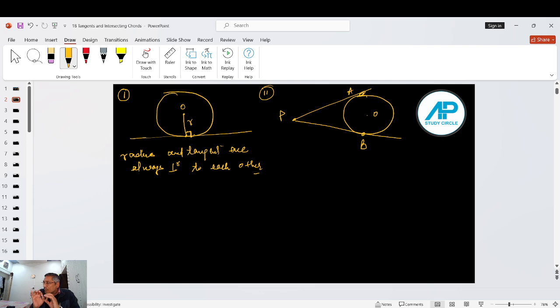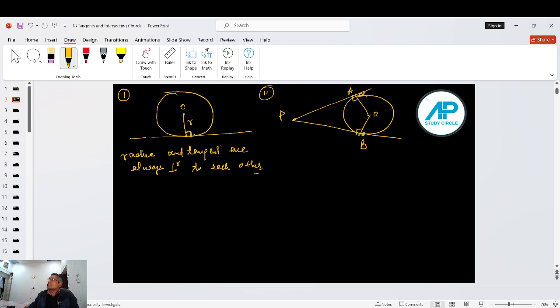So first thing you remember, note in your copy, that we can draw only two tangents on a circle from one exterior point, PA and PB. Now we'll study about the properties of these two tangents. The situation is that these tangents are from same exterior point P and drawn on the circle.